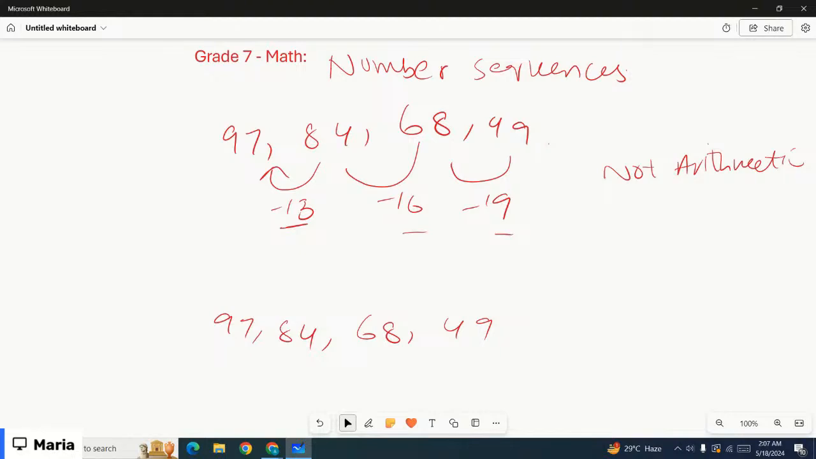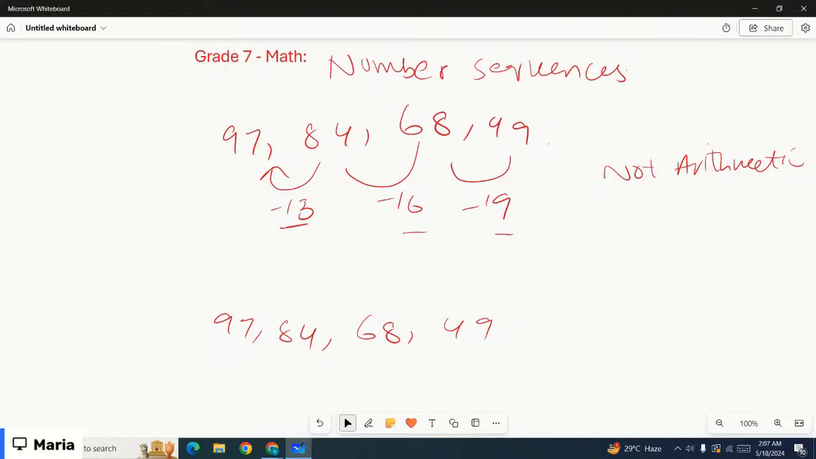So for the arithmetic sequence, there is a constant difference between the consecutive terms. That means you can always get from one term to the next term by adding or subtracting the same number. That's why I said that is not arithmetic. You can see here the difference is not the same. And for the geometric sequence, there is a constant multiplier between consecutive terms. This means you can always get from one term to the next by multiplying by the same number.